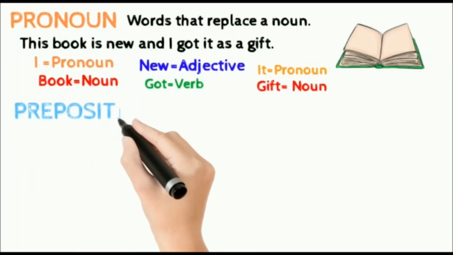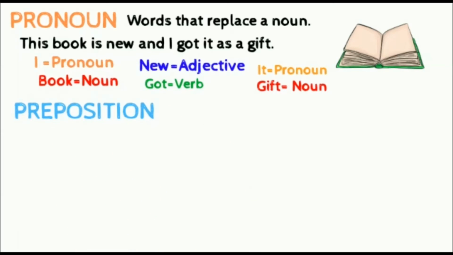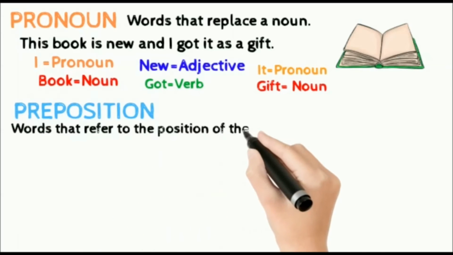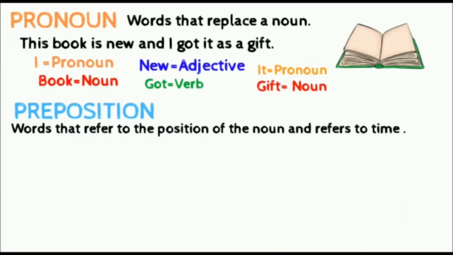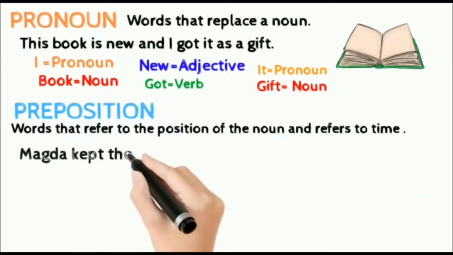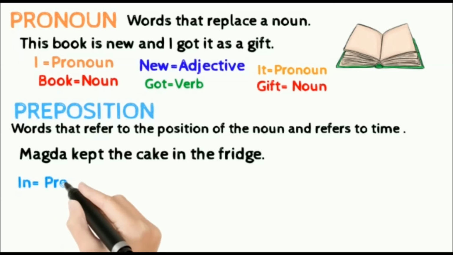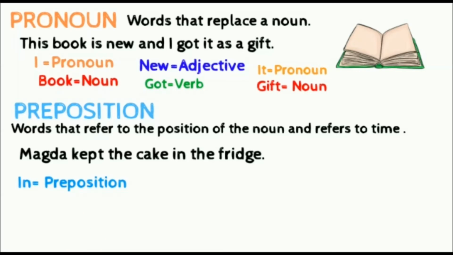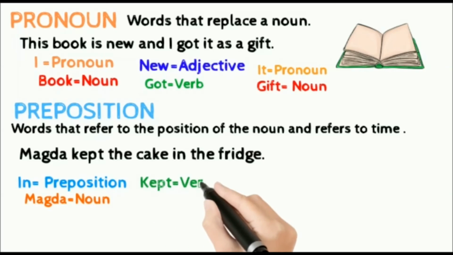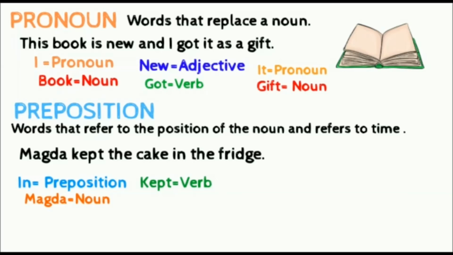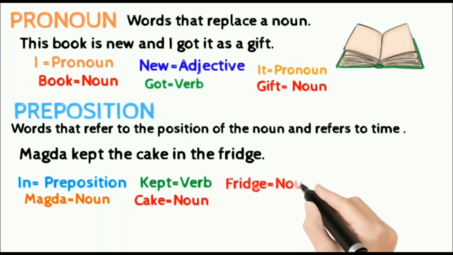Next, we move on to prepositions. Prepositions are words that refer to the position of the noun and they also refer to time. Example, Magda kept the cake in the fridge. In is the preposition as it describes the position of the noun cake. Magda is the noun, it's the name of a person. Kept is the verb because it is an action, and cake is the noun, and fridge is also a noun.